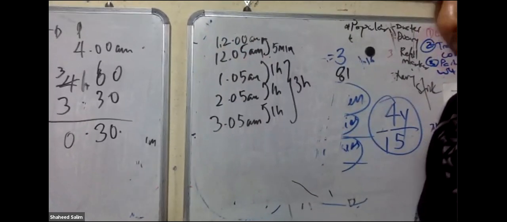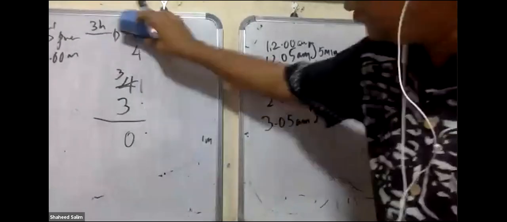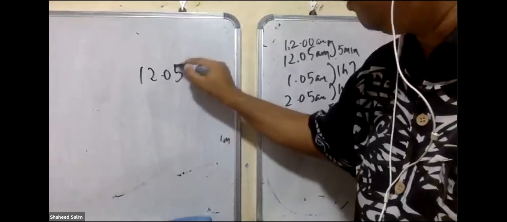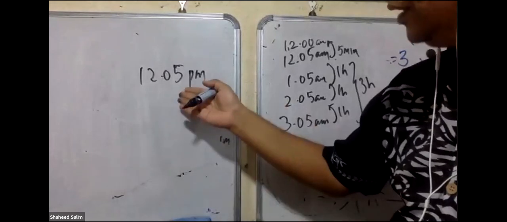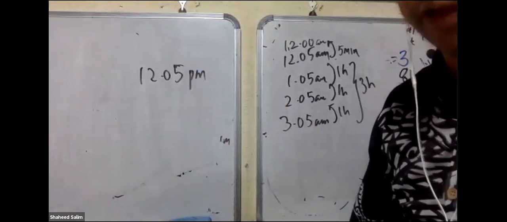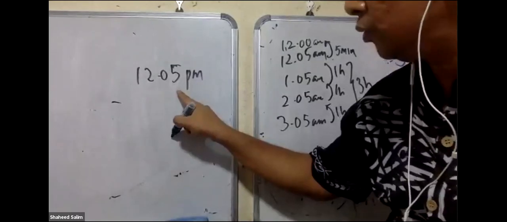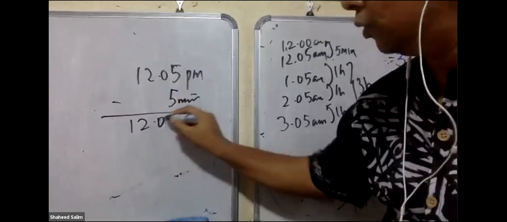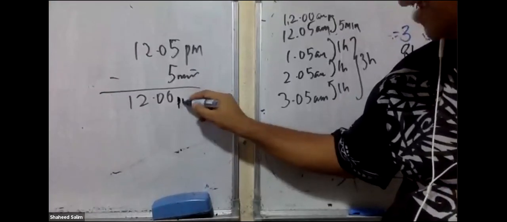Okay. Now we're going to do the same way. Now we say 12:05 p.m. You are in school now. What is 35 minutes before 12:05? 30 minutes before 12:05. First, we minus the 5 first. We minus 5 minutes here. You get 12 noon, which is 12 p.m.